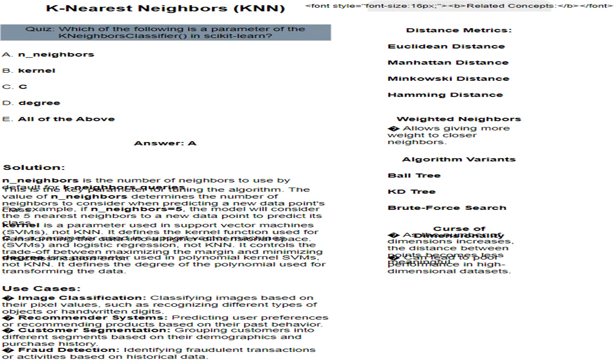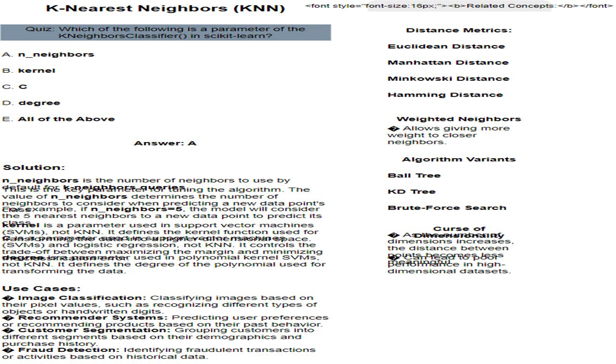Only n_neighbors is a parameter of the k-neighbors classifier. Kernel, C, and degree are parameters associated with other algorithms like SVM and logistic regression. False. A. n_neighbors. Distance metrics.